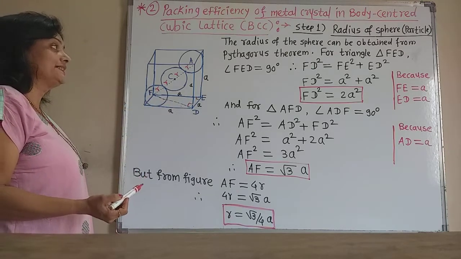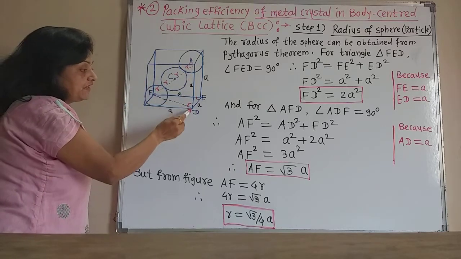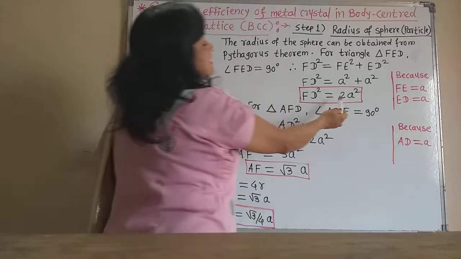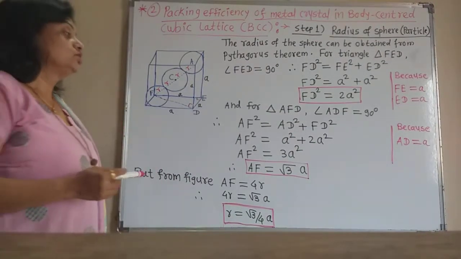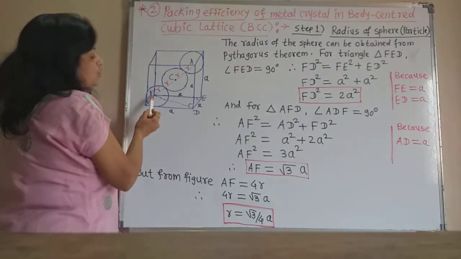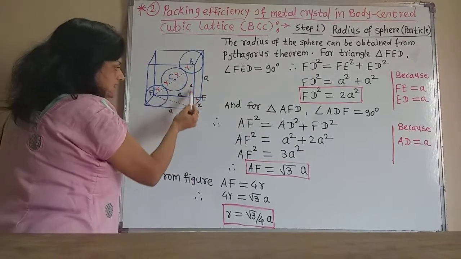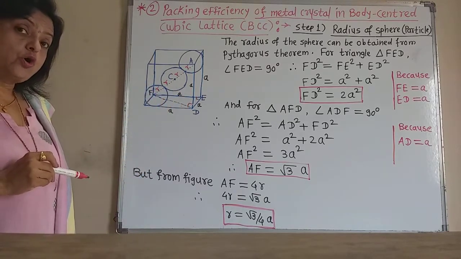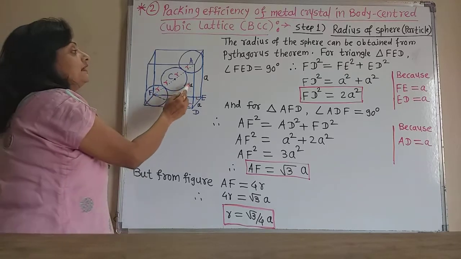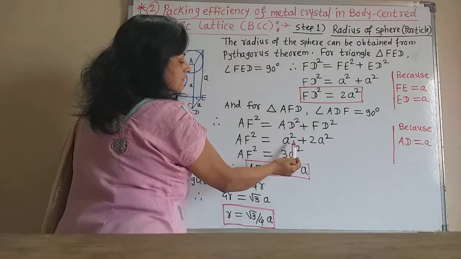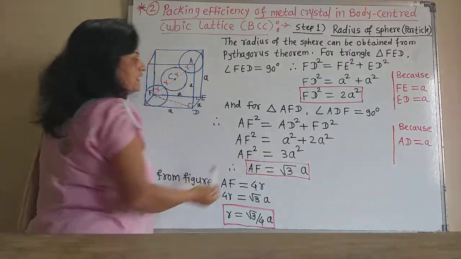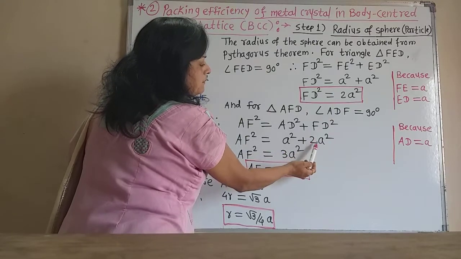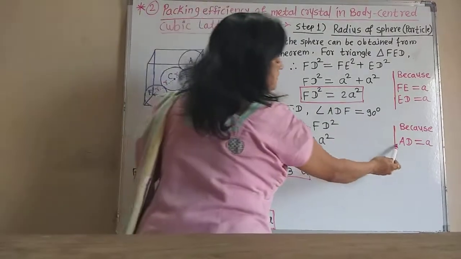So according to the Pythagoras theorem, AF square is equal to AD square plus FD square. We already calculated this FD square, that is twice A square, so we will substitute this value. Now see here, this AD is also A, because it is the length of the side of this lattice. So AD square is equal to A square. And we already calculated FD square as twice A square, so substitute FD square as twice A square, because AD is equal to A.